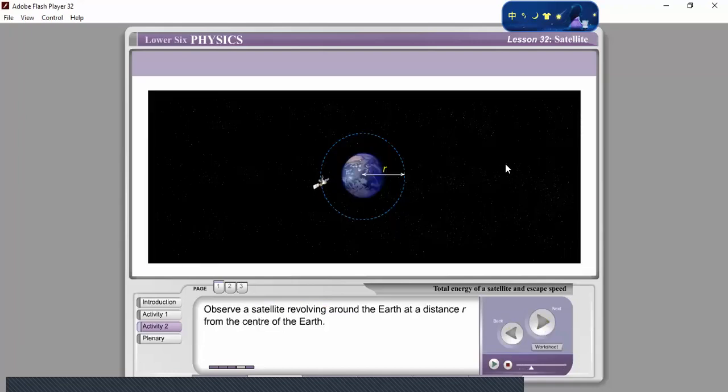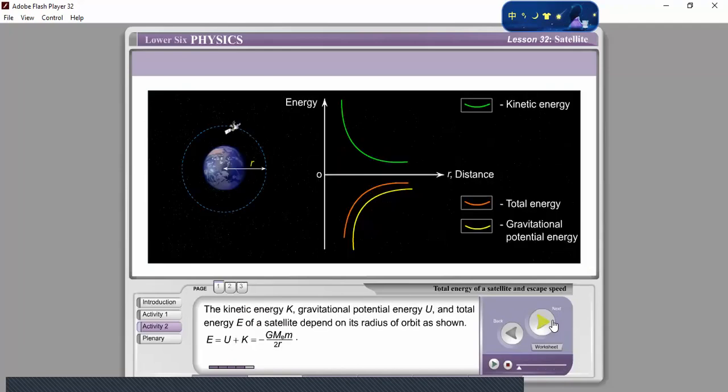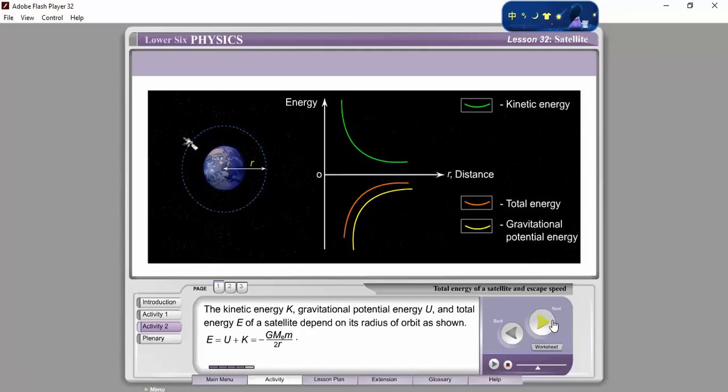Observe a satellite revolving around the Earth at a distance r from the center of the Earth. The kinetic energy K, gravitational potential energy U, and total energy E of a satellite depend on its radius of orbit as shown. E equals U plus K, which equals negative GMeM over 2R.